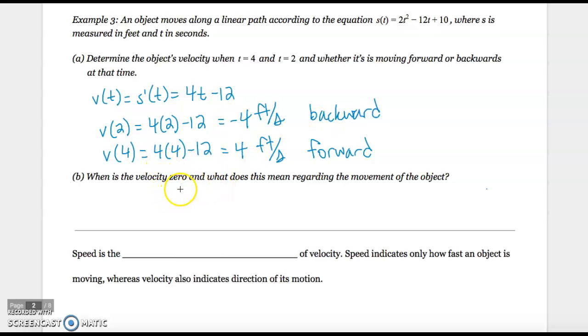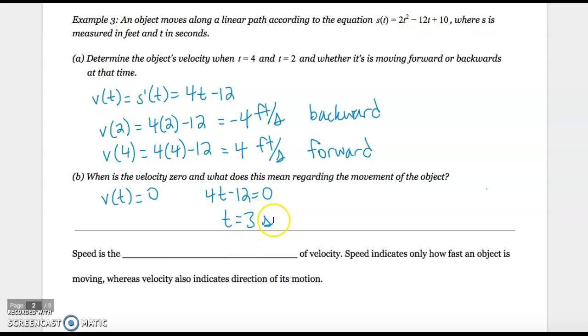When is the velocity 0? What does that mean regarding the movement of the object? So if your velocity is 0, that means we set our velocity function equal to 0, and then we can solve for the time that happens at. So I'll take my velocity function, I set it equal to 0, and then I solve for t. In this scenario, that would be 3 seconds.